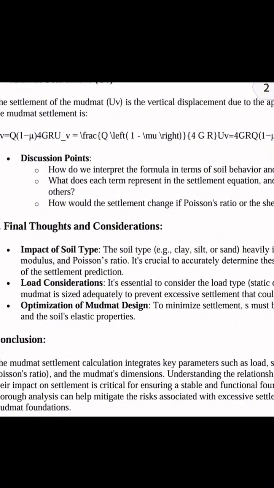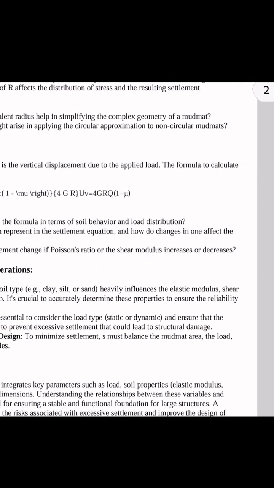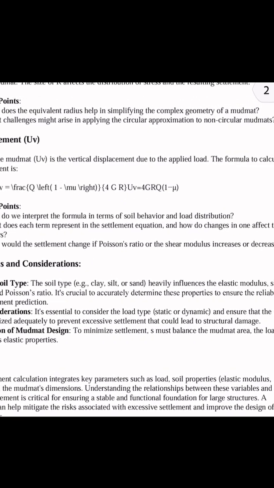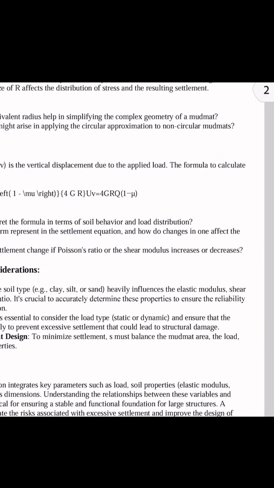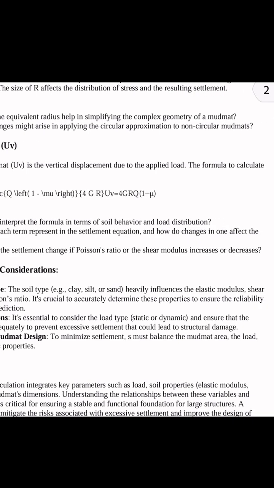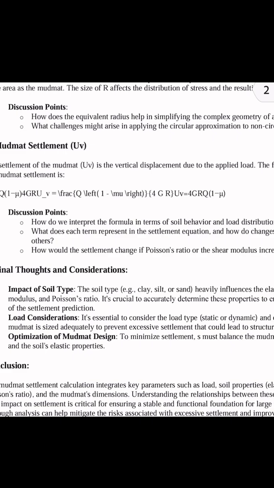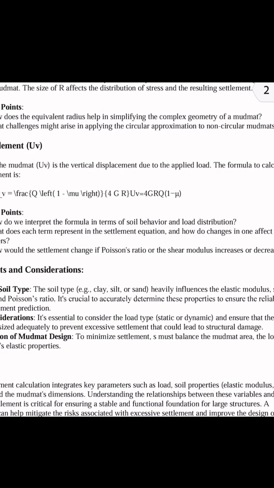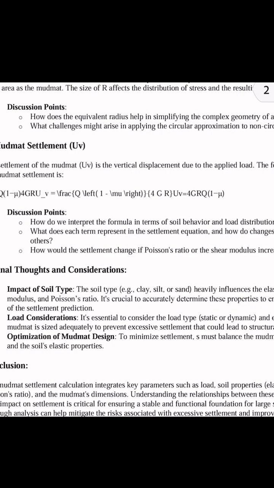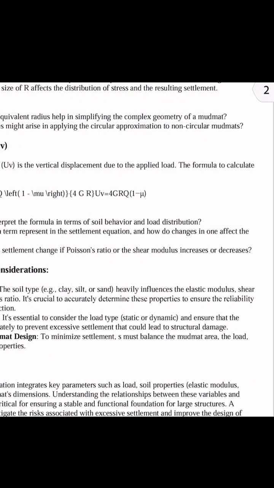Impact of soil type. Soil type like clay, silt, sand heavily influences the elastic modulus, shear modulus and Poisson ratio. It's crucial to accurately determine these properties to ensure the reliability of the settlement prediction. If you want a reliable settlement prediction, the measurement of these properties is very important, because soil type heavily influences these properties, and these properties influence the settlement prediction.